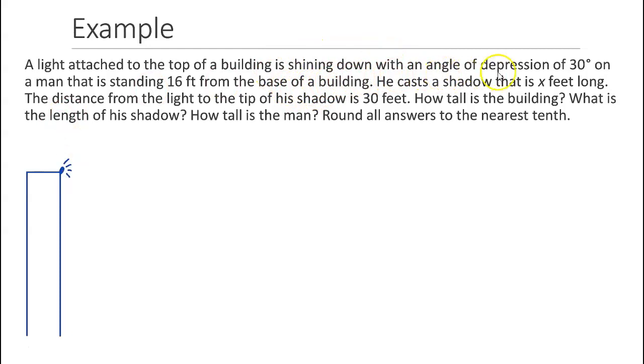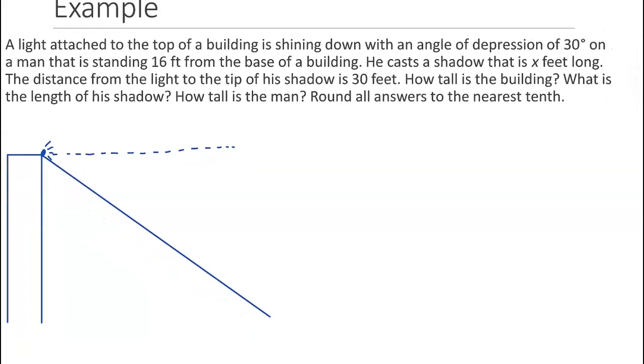That light is shining down with an angle of depression. So remember what that means: from the light's horizontal, I'm going to draw a horizontal line here. From the horizontal line where the light is, the angle of depression, from that line down, is a measure of 30 degrees. So I'm going to go ahead and draw this line here to indicate that angle of depression.